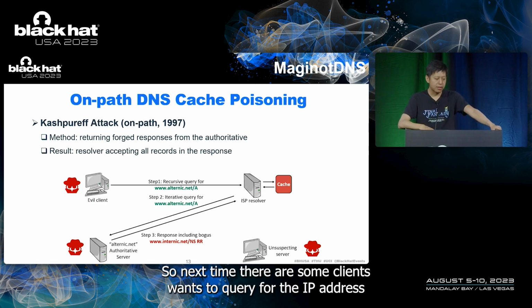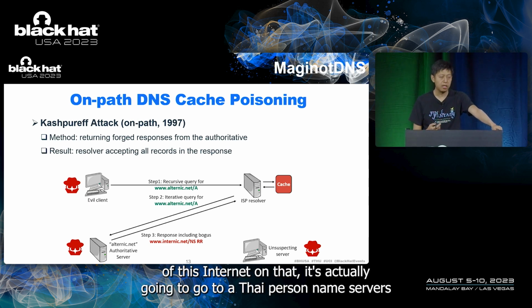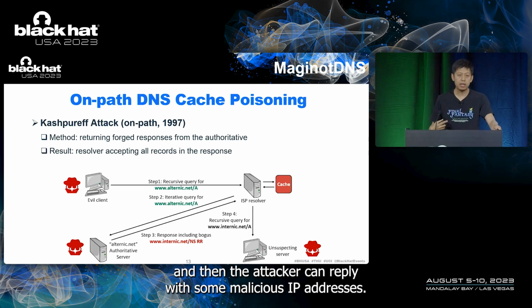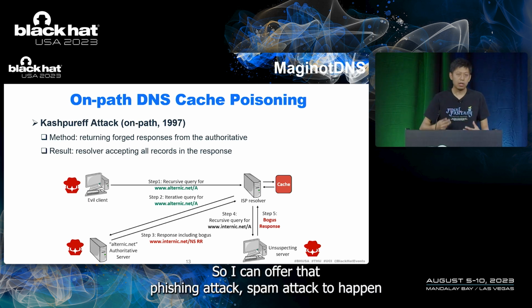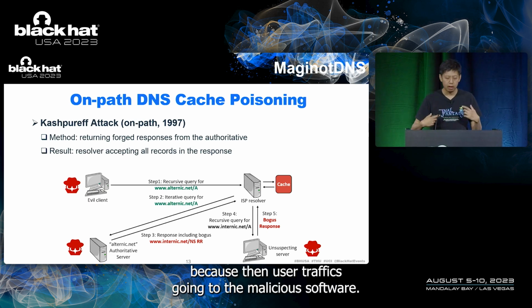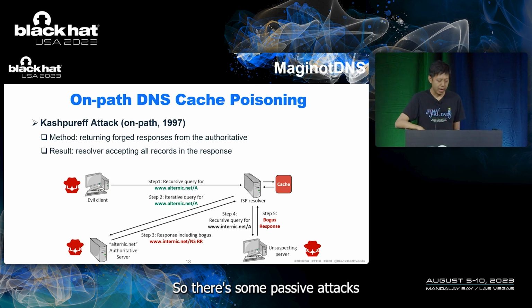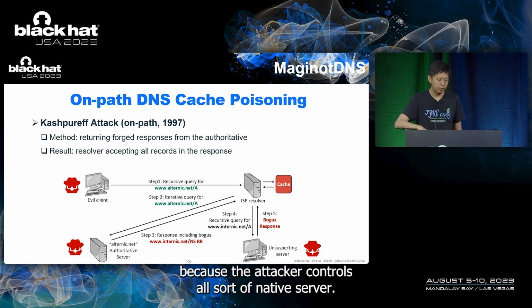information. So next time, if a client wants to query for the IP address of internic.net, it's actually going to go to the attacker's name servers, and then the attacker can reply with malicious IP addresses. After that, phishing attacks and spam attacks can happen because user traffic is going to the malicious server. This is an on-path attack because the attacker controls the authoritative server.